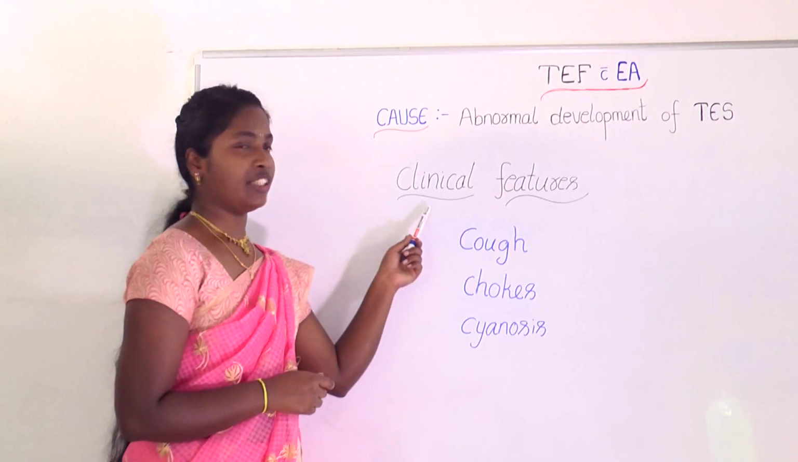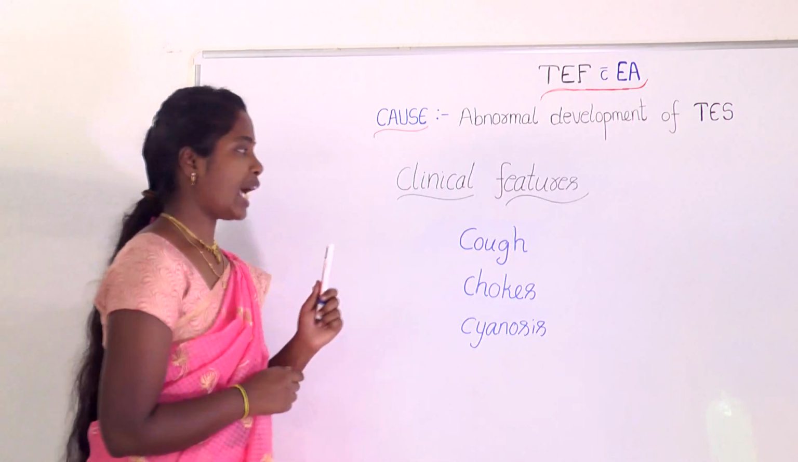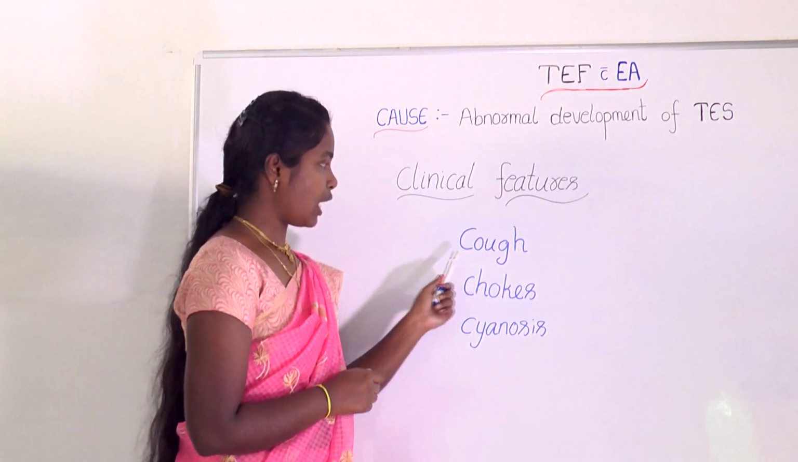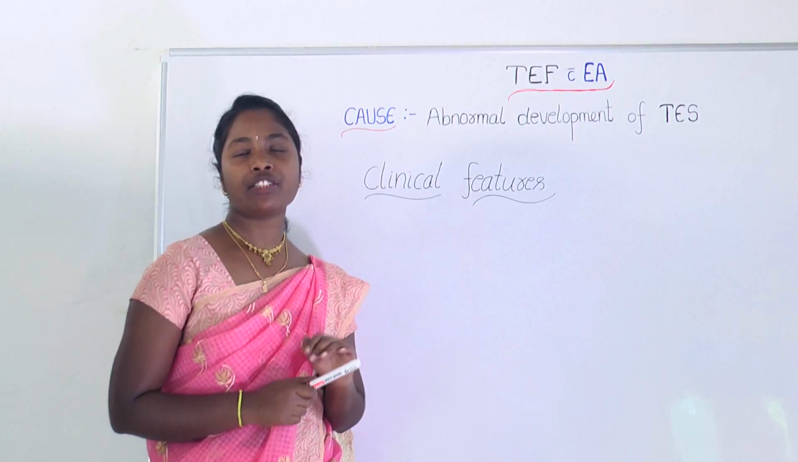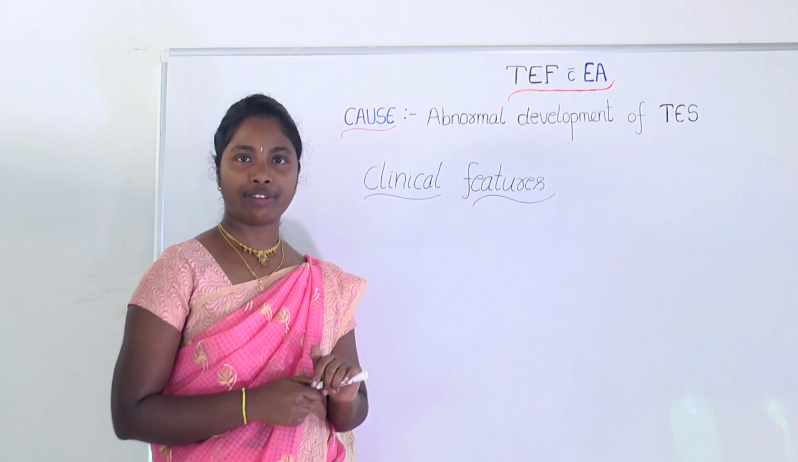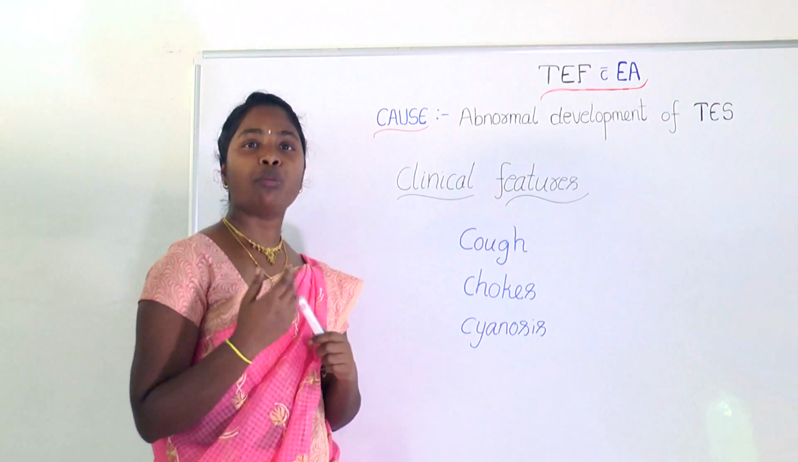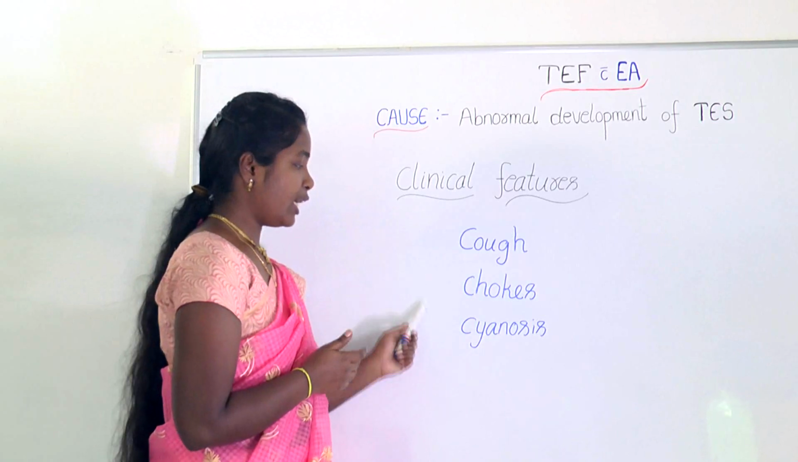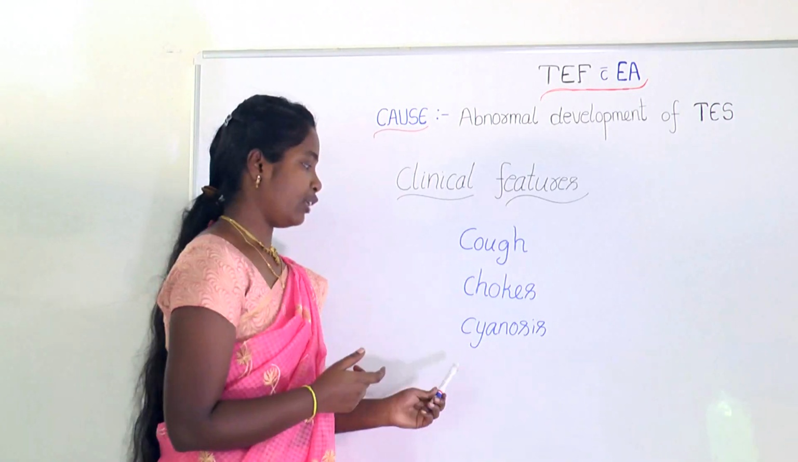Let's talk about clinical features. Clinical features appear soon after birth. It is characterized by 3 C's. Those are coughing, choking and cyanosis. On the very first feeding, after the first or second swallow, the baby coughs, chokes and the fluid returns out through the mouth and nose. Immediately the child will face difficulty in breathing, which leads to cyanosis.